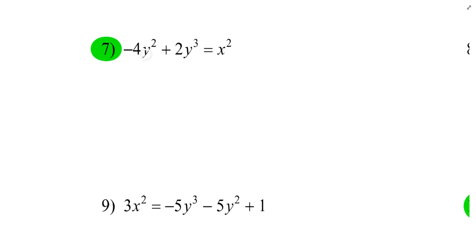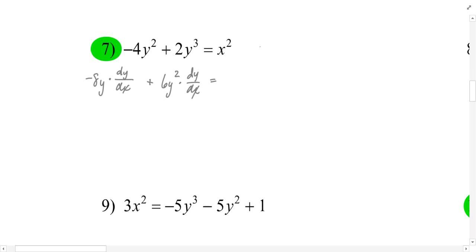So this is a derivative of y with respect to x. So I'm going to use the chain rule here. We'll call this negative 8y to the first power, and then we immediately multiply by dy dx. We don't know the derivative of y with respect to x. That's what we're looking for. In this term, we'll again use the chain rule. We'll call this 6y squared, but again multiply by dy dx because we don't have that differential. And then finally, on the right-hand side, the derivative of x squared is 2x.